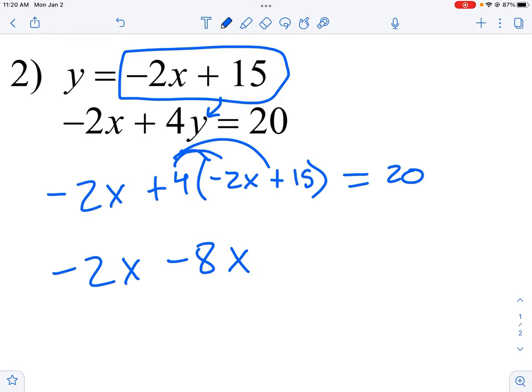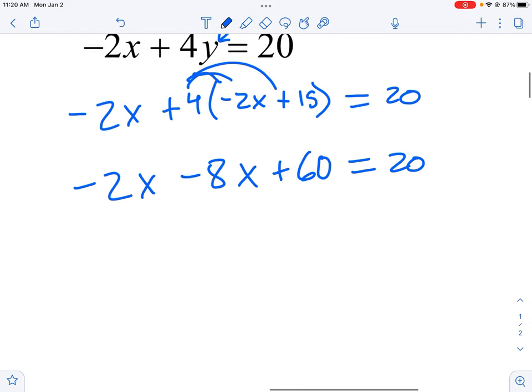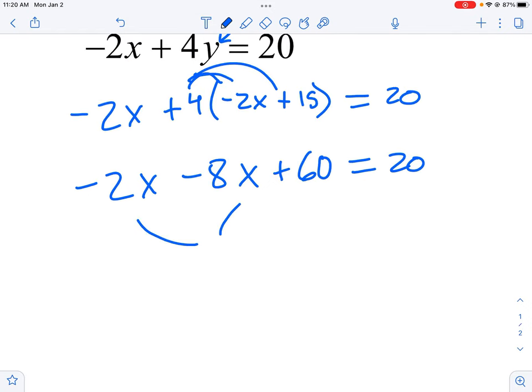And then 4 times 15, oh gosh, that is... oh, that's 60. I'm trying to do things in my head. I should use a calculator. That'd be smart. All right, now we're going to combine like terms here. We got negative 10x, and the 60 doesn't have anything to combine with.